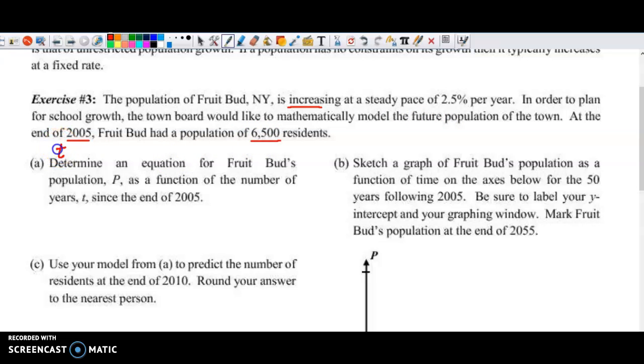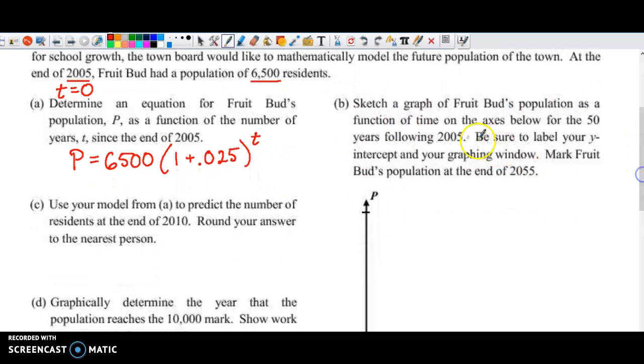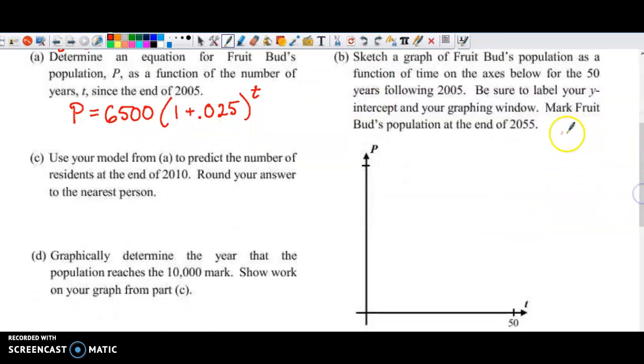So this 2005, I'm going to have it as T equals 0. So if I'm trying to come up with a P equation, population, we're starting at 6,500. And then 1 plus, remember to change that 2.5% to 0.025, to the T power. And so what we can do is come up with an equation using that formula and talk about what the population will be in 50 years since 2005, so 2055.